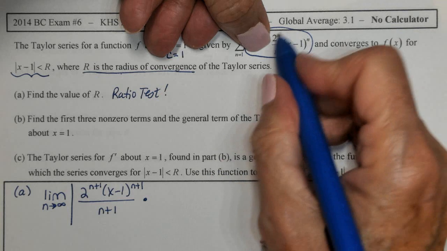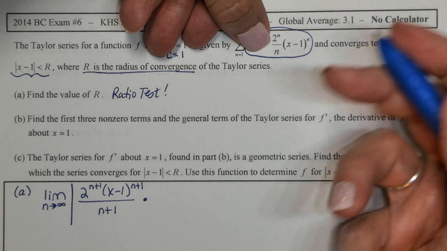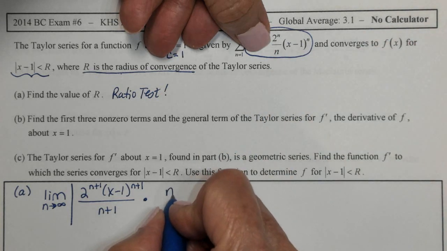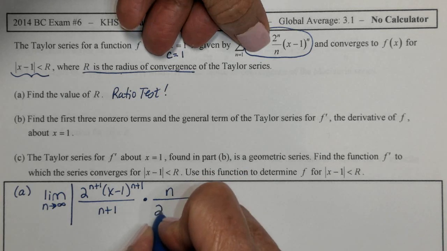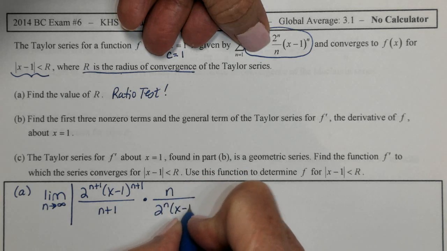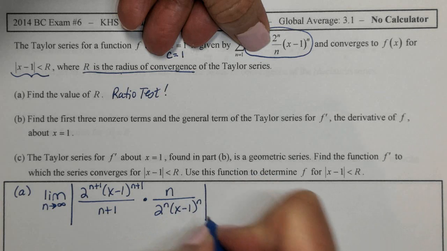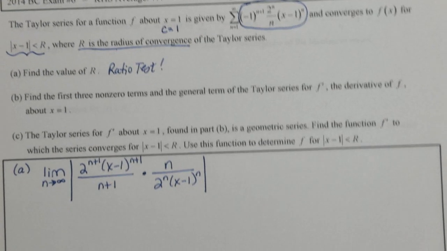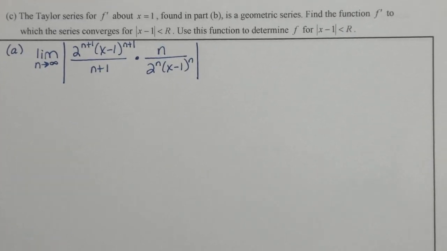I'm dividing by the nth term, which is the same as multiplying by its reciprocal. So n over 2 to the n times x minus 1 to the n. All right, down to my ratio test now.